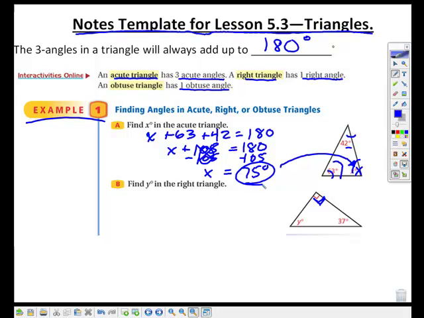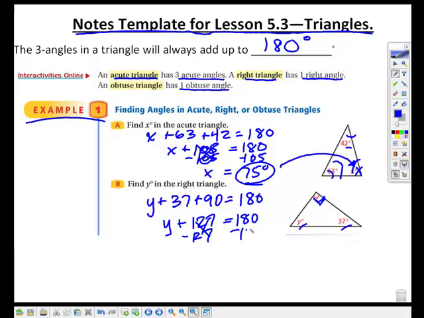If we drop down and look at the next triangle, our three angles are y, 37, and we have to remember how big the right angle is, and that would be a 90 degree angle. So we have y plus 37 plus the 90 degree angle has to equal 180. If we add up the 90 and the 37, we end up with y plus 127 equals 180. To find out what y is, we subtract 127 from both sides, and we get that y equals 53 degrees.